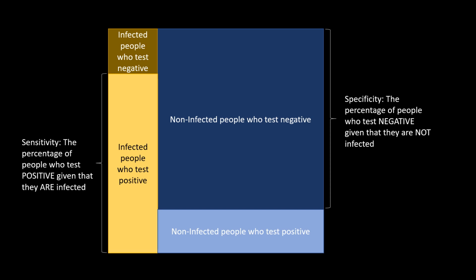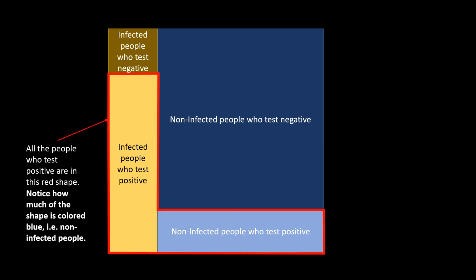So these two numbers, sensitivity and specificity, are very important because this is the main thing you're going to look at when you're trying to determine what it means to have a positive test. What do I mean by that? Well, if you look at this box, just try to see who the people are who are testing positive. That's all the people in that red box right there. All the positive tests are in that red box.